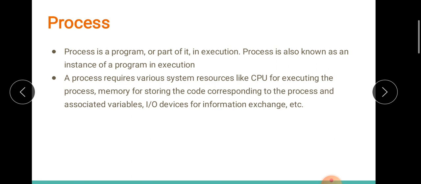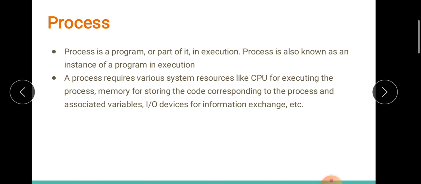Now, if a process is a set of program code, then it will need various system resources, right? If you want to execute a program, you will need the CPU to execute the process. You will need the memory to store the codes, and not only the codes, the data and related variables. To store all this, you need the memory, and you also need the input-output devices to exchange your information, right?